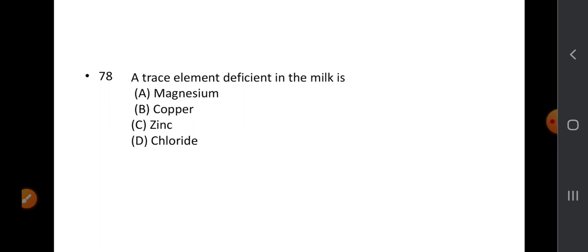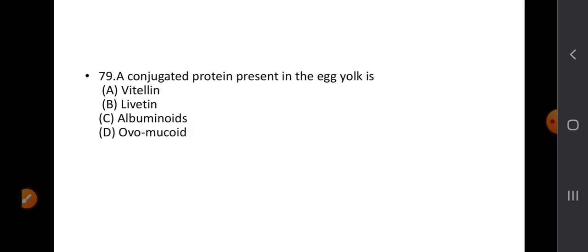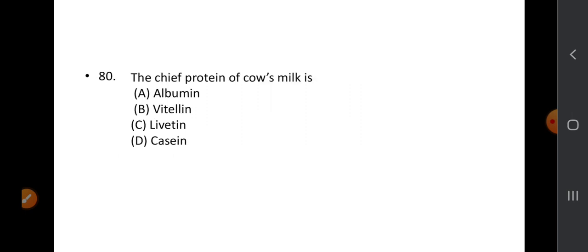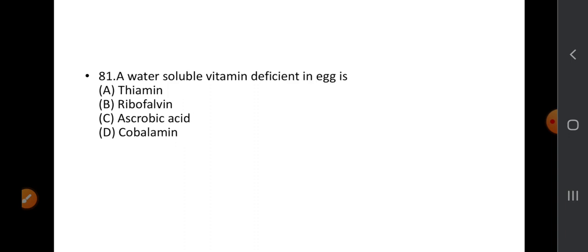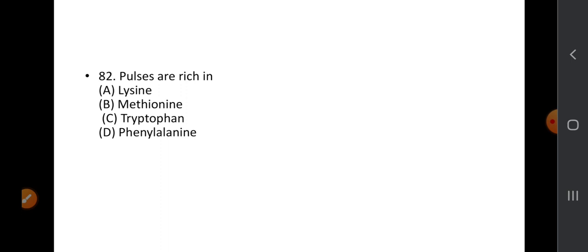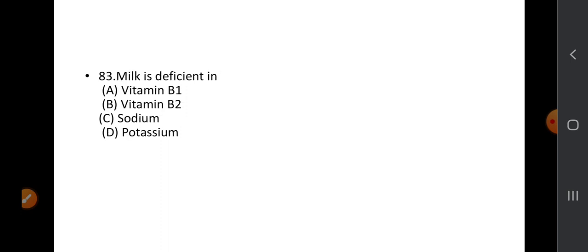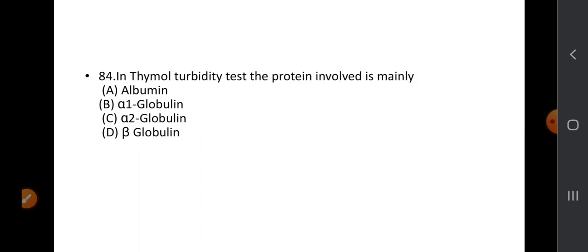Trace element deficient in the milk is. A conjugated protein present in egg yolk is. The chief protein of cow's milk is. A water-soluble vitamin deficient in egg is. Pulses, they are rich in. Milk is deficient in. In thymol turbidity test, the protein involved is mainly.